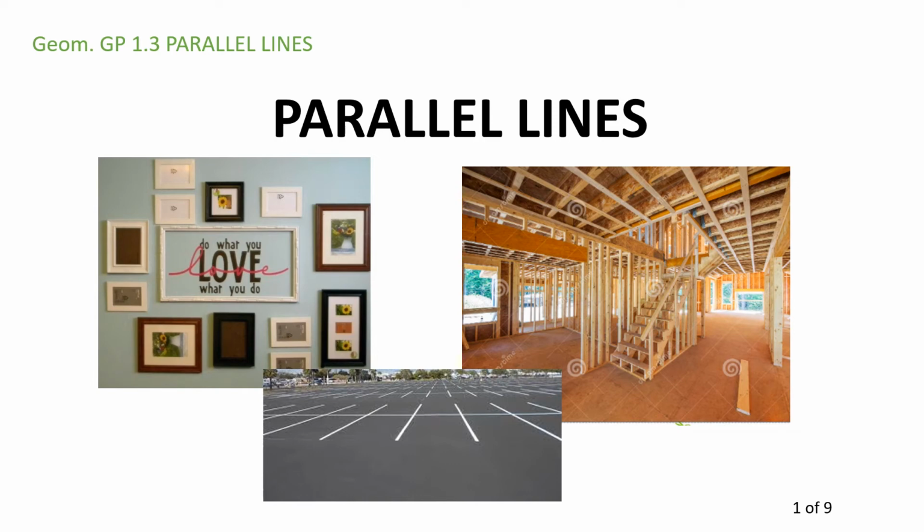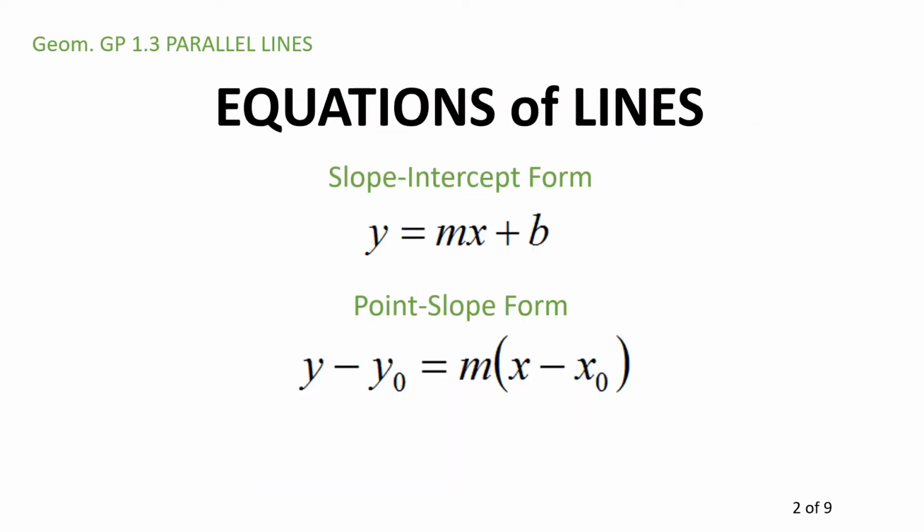Hello, geometry students. In this lesson, writing the equation of lines that are parallel. Parallel lines have the same slope. So if lines are parallel, they will have the same slope. So once I know what the slope is of a line, I know that any line that's parallel to it will have the same slope. You have two equations for this.